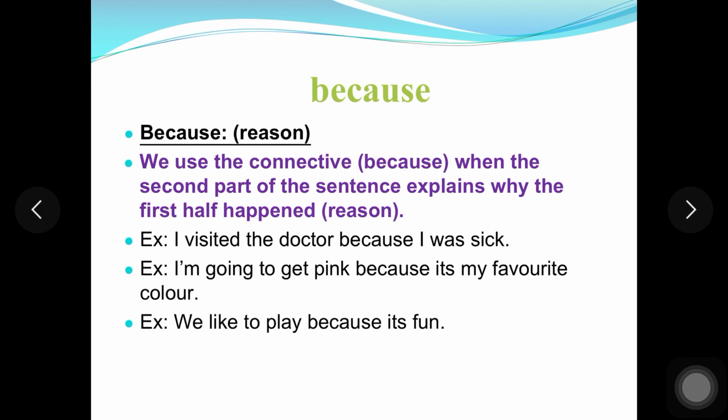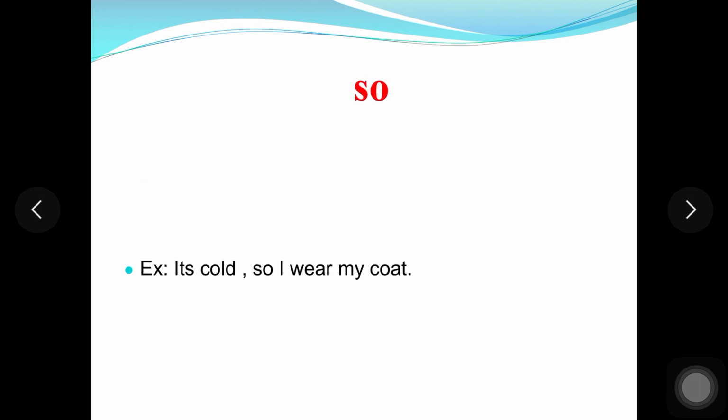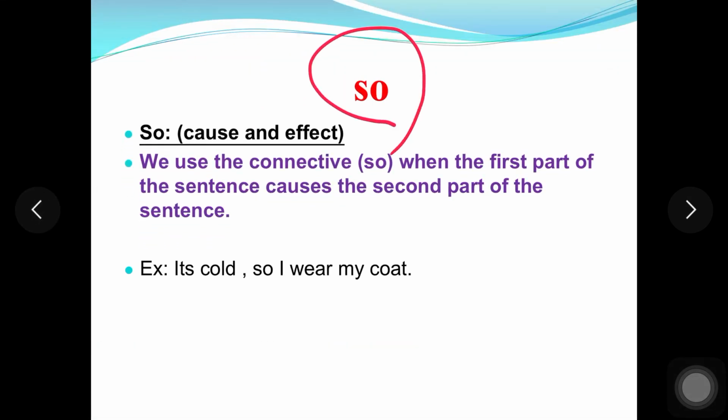The fourth one we have today is so. And here it's cause and effect. What does it mean? Let's see. We use the connective so when the first part of the sentence causes the second part of the sentence. For example, it's cold, so I wear my coat. There is a cause: it's cold. So its effect is that I wear my coat. This is why I wear my coat.